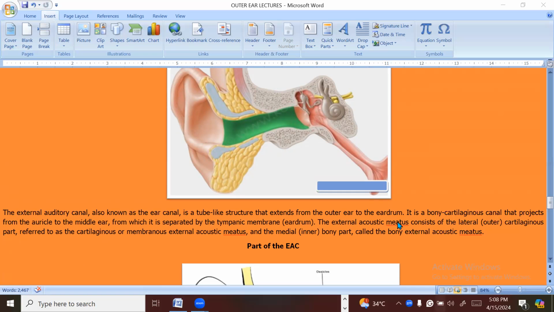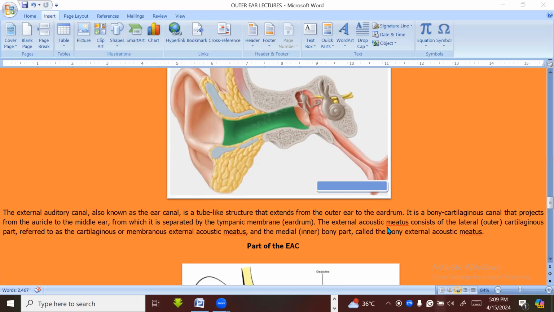the outer ear to the eardrum. This is the eardrum. It is a bony cartilaginous canal that projects from the auricle to the middle ear, from which it is separated by the tympanic membrane. This is the tympanic membrane. The external acoustic meatus consists of the lateral, which is the outer part. This is the outer part of the pinna. This is the medial part of the pinna. This is the lateral part of the EAC, and this is the medial part of the EAC.